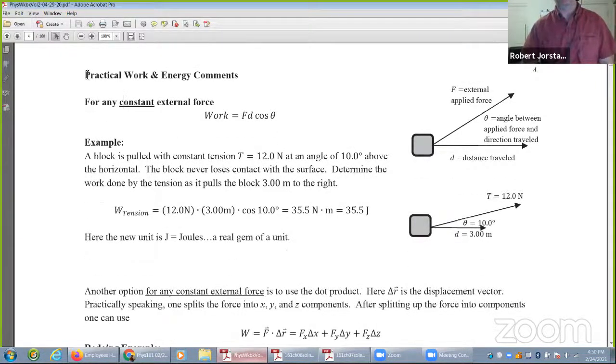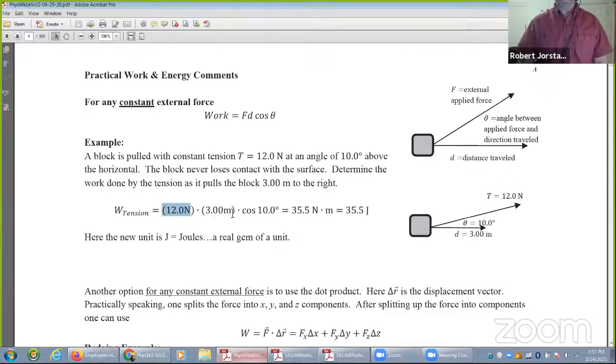So let's start with some practical stuff. That's all pie in the sky where the theory comes from. At some point, we need to get down to work and get some calculations done. So here we go. For any constant force, we could use this shortcut. Again, d is distance traveled. I'm assuming it's going in the same direction and not changing direction. All right. So if we have a block, and let's say we have some tension, it's 12 newtons in this direction, this angle.